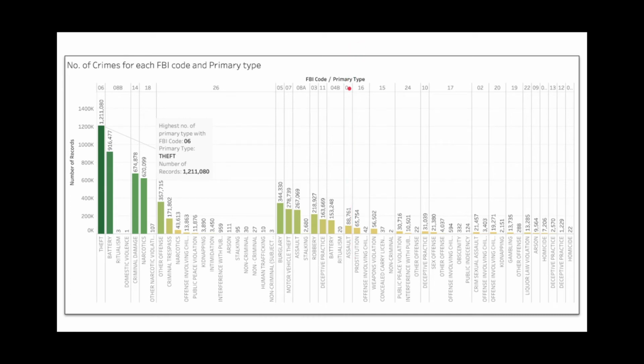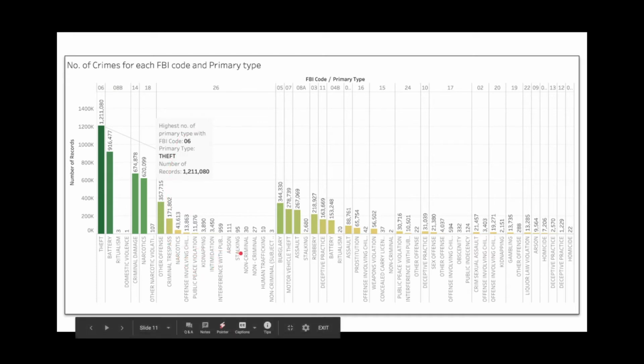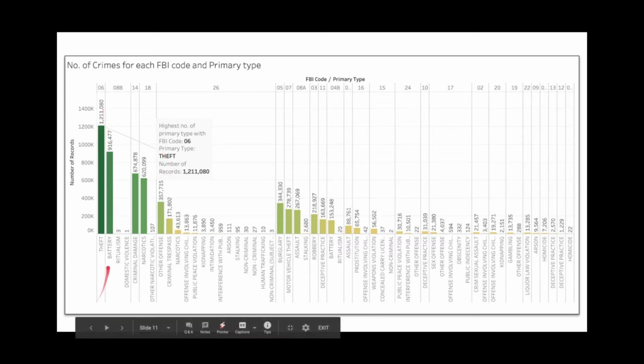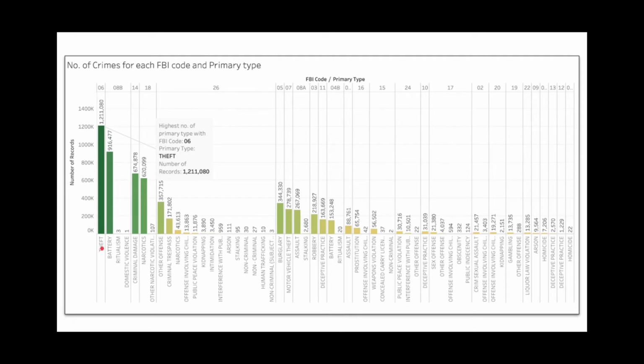So there are some FBI codes that are associated with only one primary type of crime, but there are FBI codes that are associated with more than one primary type of crime. But it is obvious in this data set that theft is the primary type of crime that has the most number of records.